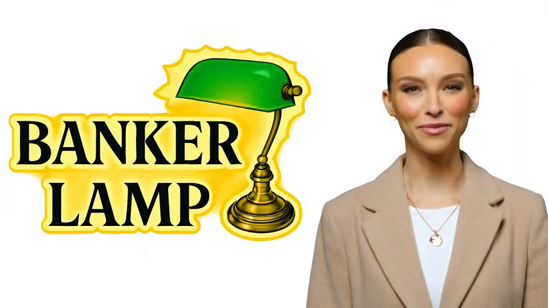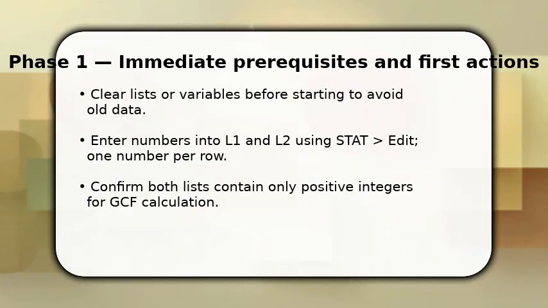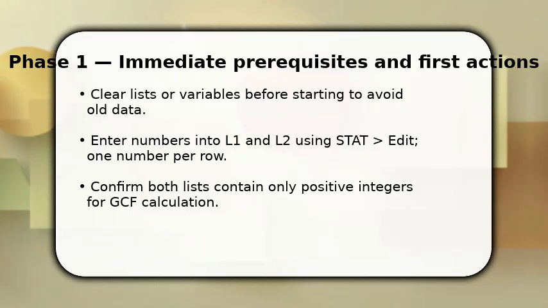Please enjoy the video. You begin by loading the numbers you want to compare into lists. This ensures repeatable steps. First, press Stat, choose Edit, and type values into L1 and L2. Keep one number per row.